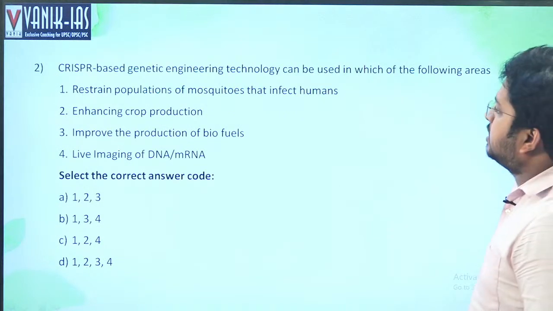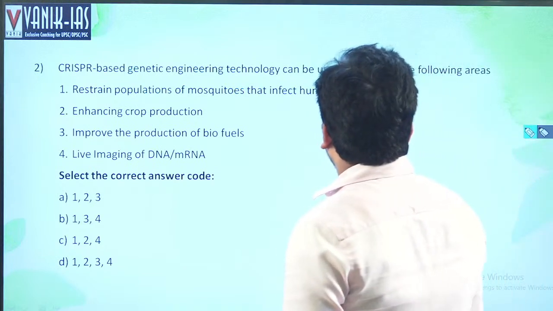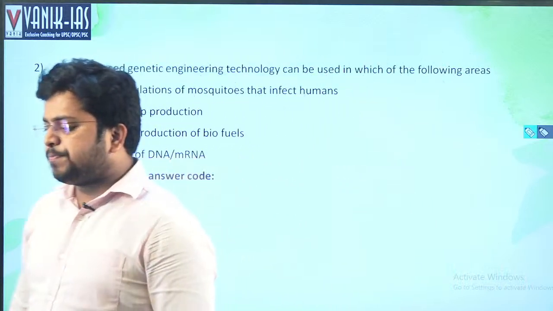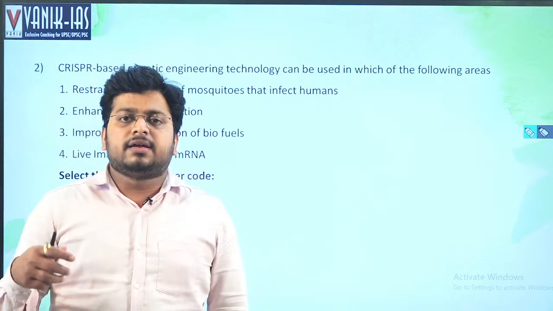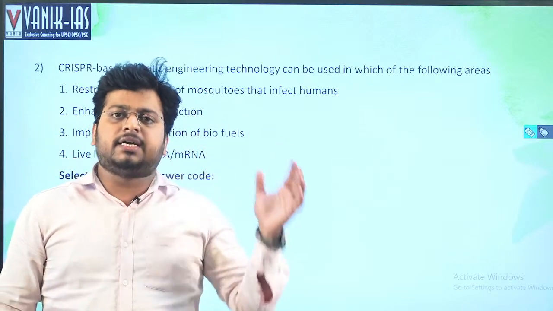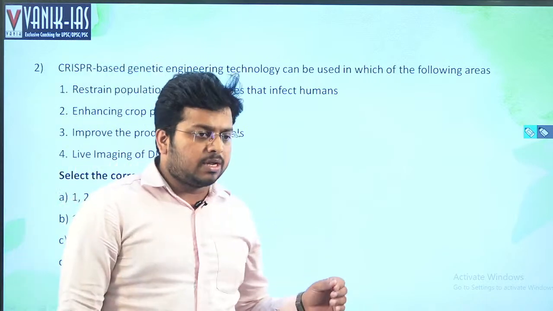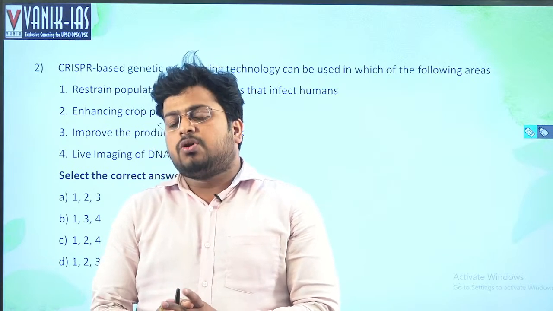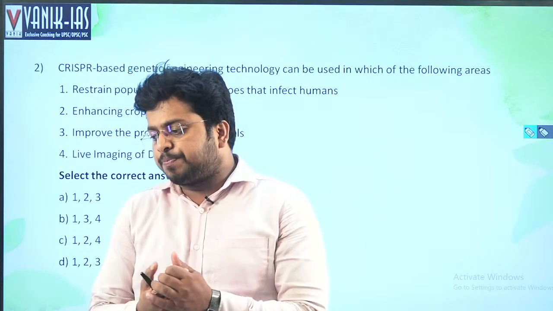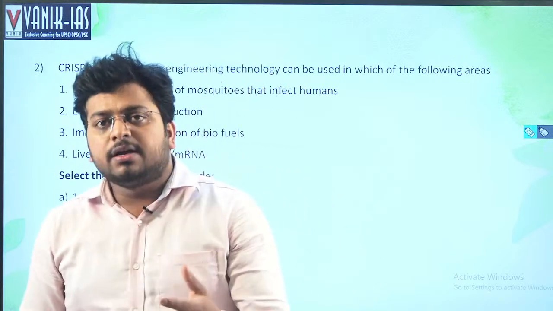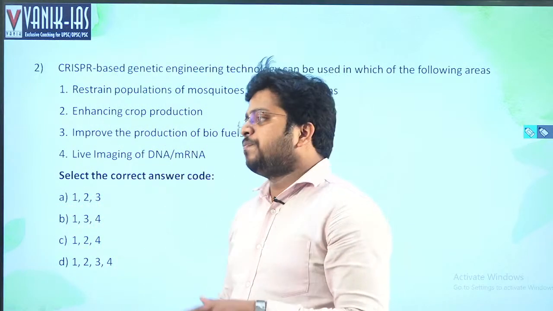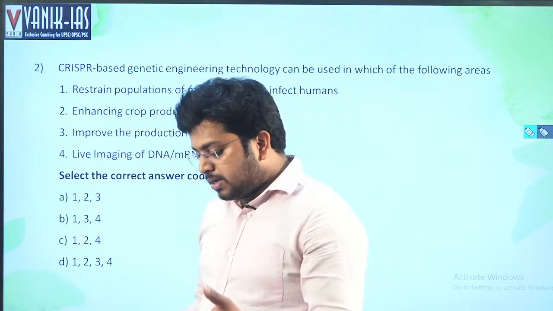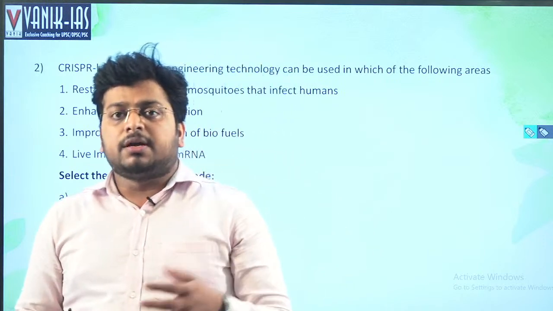What is CRISPR-based genetic engineering technology? Can it be used in which of the following areas? CRISPR-based genetic engineering technology means genes can be edited, right? Genes can be deleted, because in our genome, certain areas are responsible for various diseases. So if any particular gene is responsible for a particular disease, then we can cut it out, and we can save a person from that disease.